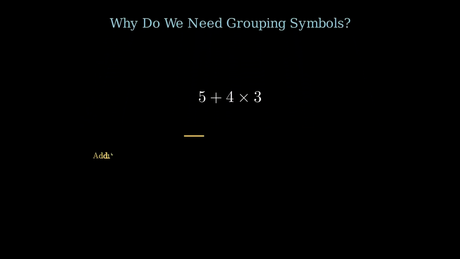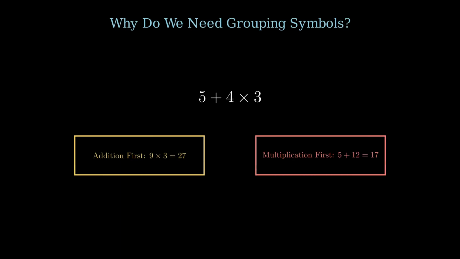If you want to write an expression for: add 5 and 4, then multiply the answer by 3, writing 5 plus 4 times 3 causes confusion. Depending on what you do first, you get completely different answers, 27 or 17.